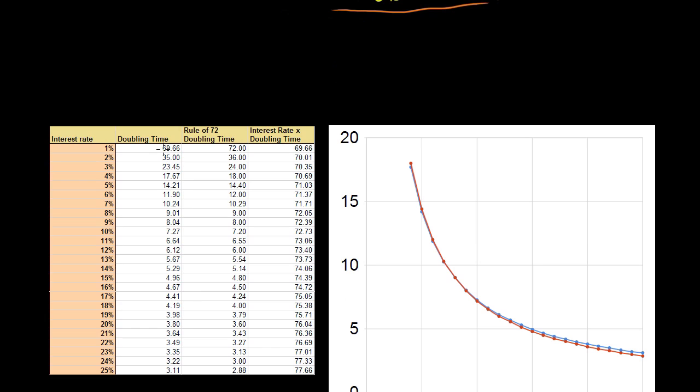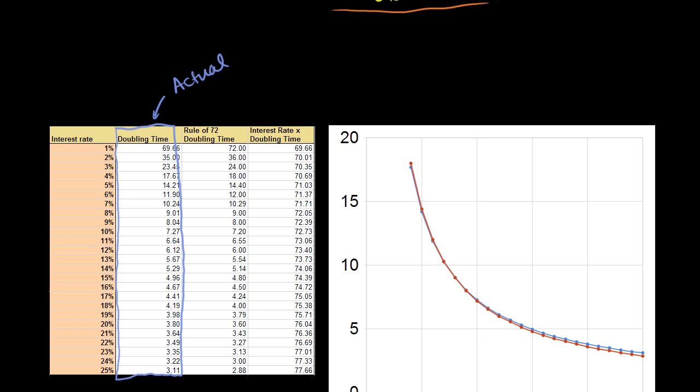Let's say this is in years, if we're compounding annually. So if you're at 1%, it'll take you 70 years to double your money. At 25%, it'll only take you a little over 3 years to double your money. So this is the actual, this is the correct, and I'll do this in blue. This is the correct number right here. So this is actual right there.